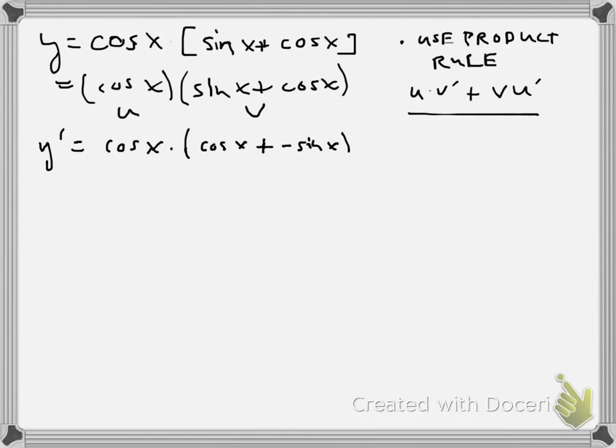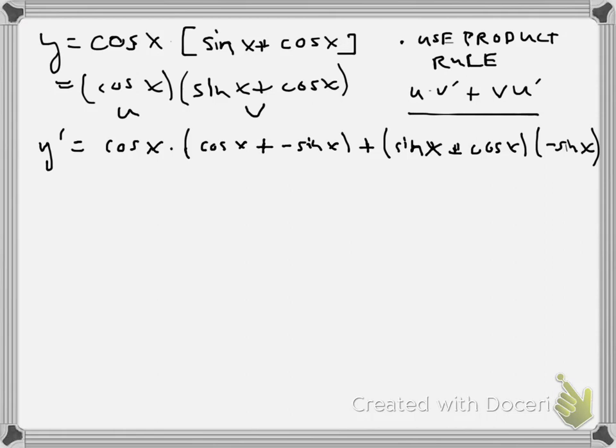right? But then we have to switch. We leave v alone, so we get sine x plus cosine x, right? And then we multiply it by the derivative of u, which again, the derivative of cosine x is negative sine x, right? And that's the basics of our derivative.